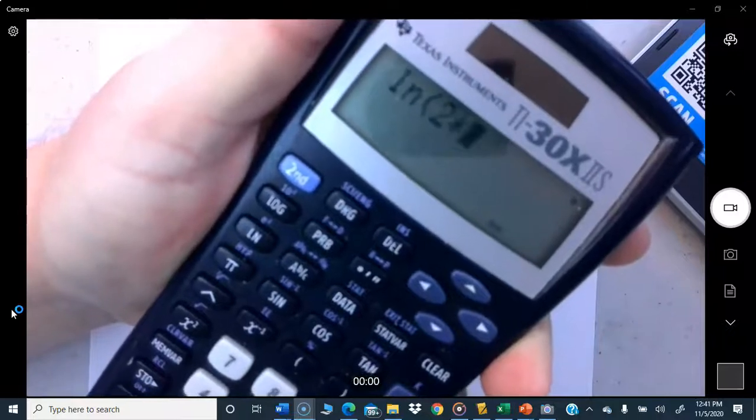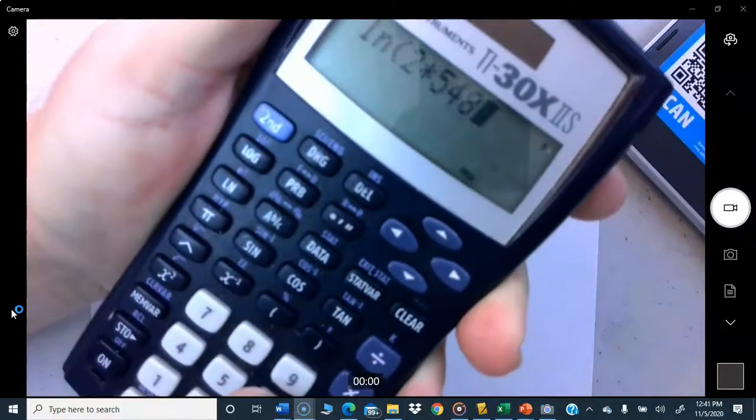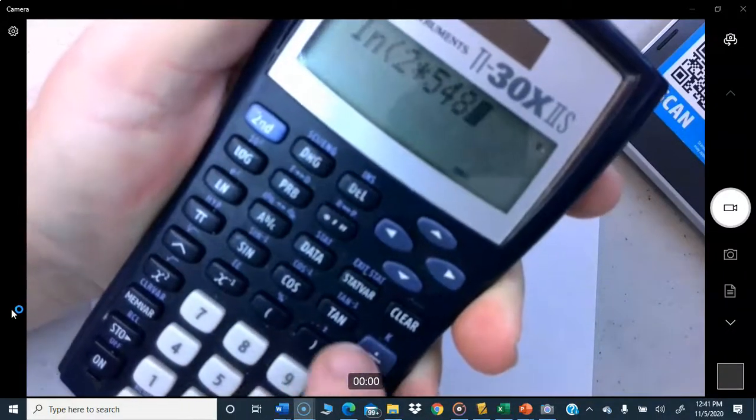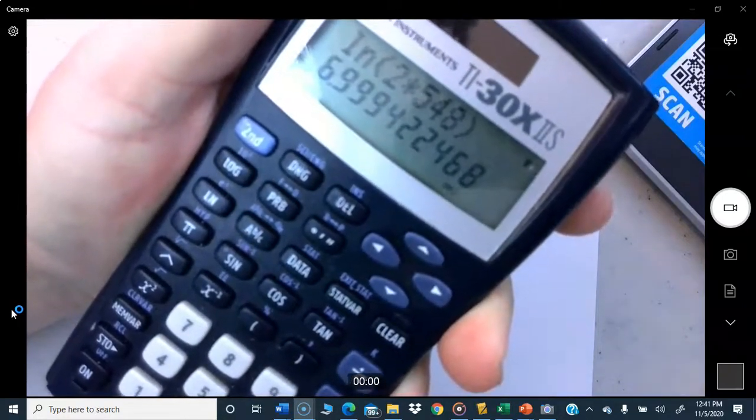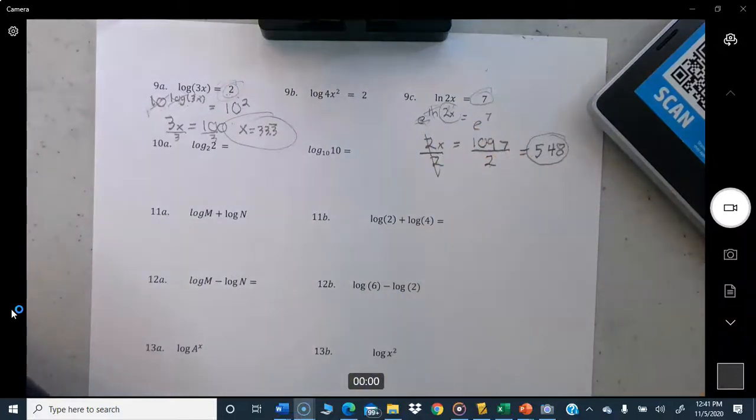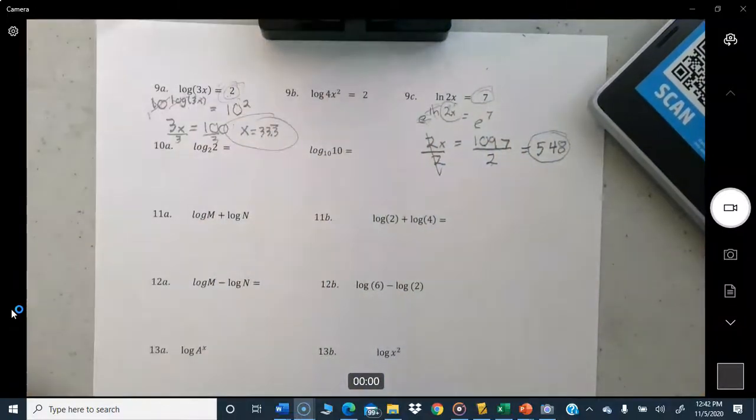2 times 548. It's a little glary here, but close the parenthesis, and that gives me 6.999, which is 7. Yeah, it's all rounded. It's causing that. Okay, let's keep going.